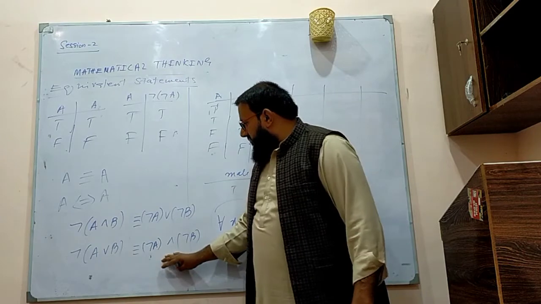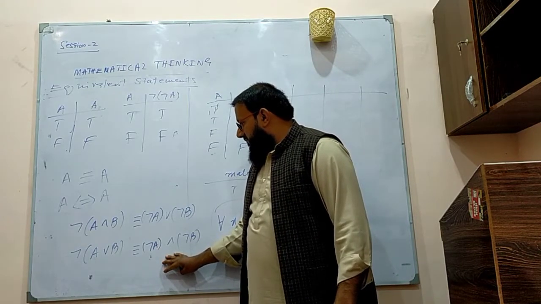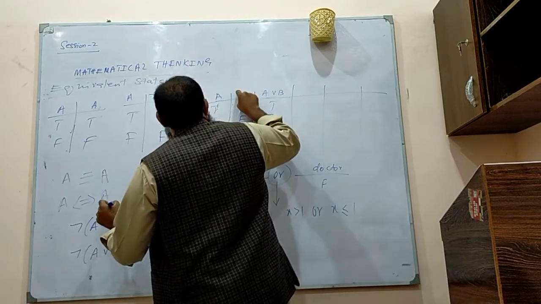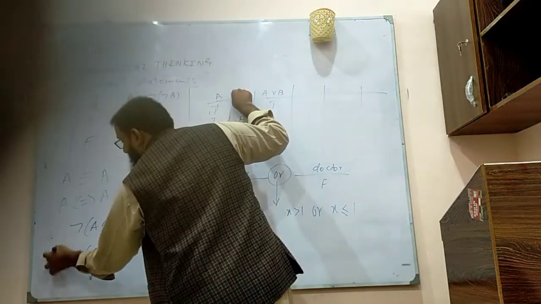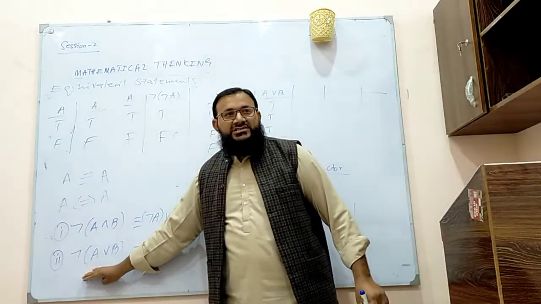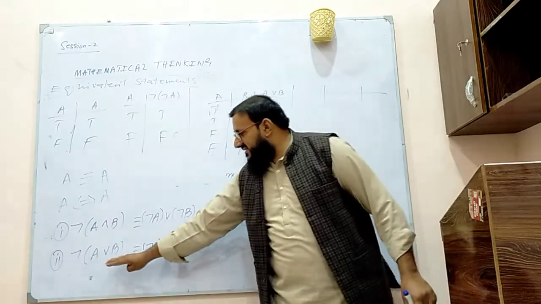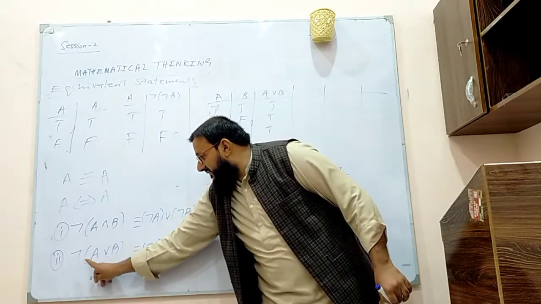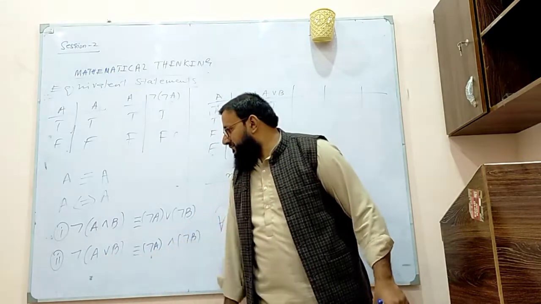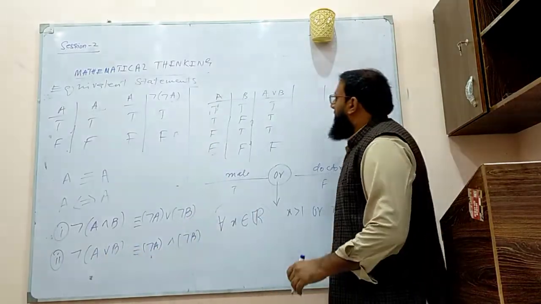Now what you have to do, you have to find negation of A and B. This table will be helpful for the second part. First of all, you have to find out the negation of A or B, this thing, left hand side, whatever it is. What is left hand side? Negation of A or B.